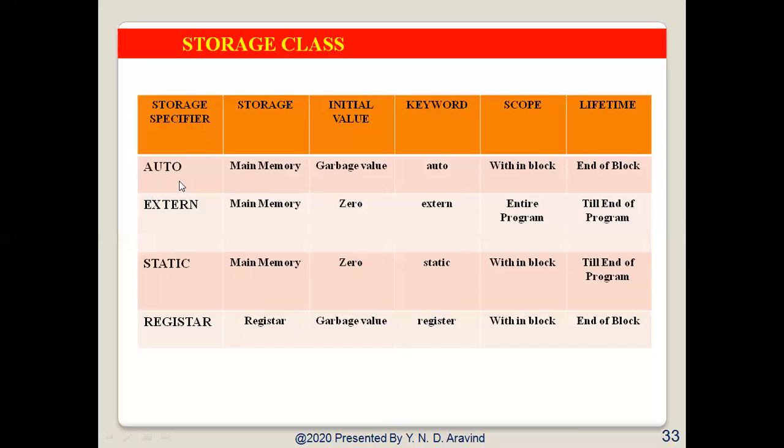Whereas if you are defining the variable with the keyword extern, the scope is throughout the program and the lifetime is also till the end of the program. If you are defining it as static, its scope is within the block. You can use that variable only within that block, but it retains its memory till the end of the program. So if you refer to the same block again, you will have the old values of that variable. That is the advantage of a static variable.